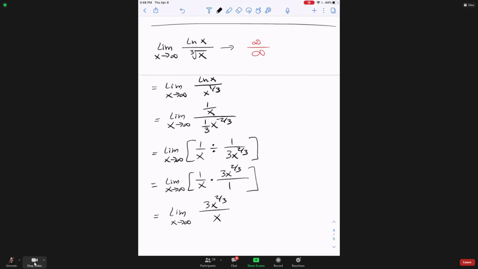So when you're dividing, you subtract the exponents. So it would be limit as x approaches infinity. 2/3 minus 1 is, because there's a 1 here, 2/3 minus 1 is negative 1/3. So this is really 3 over x to the 1/3, which is the cube root of x.